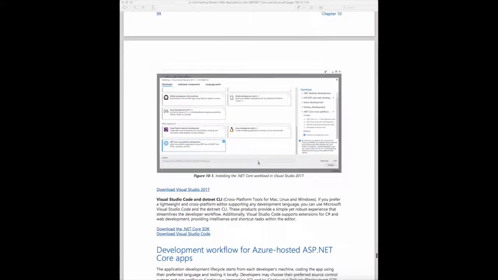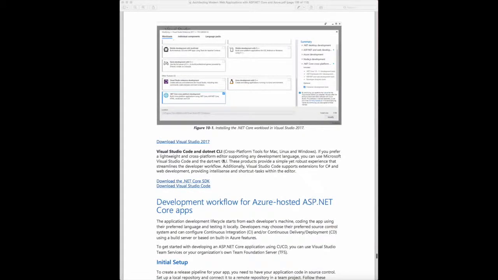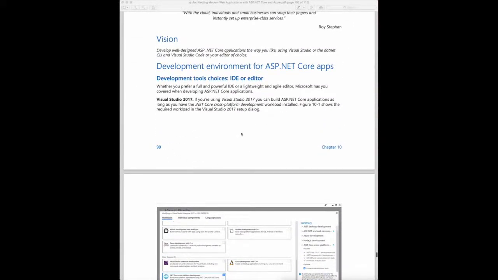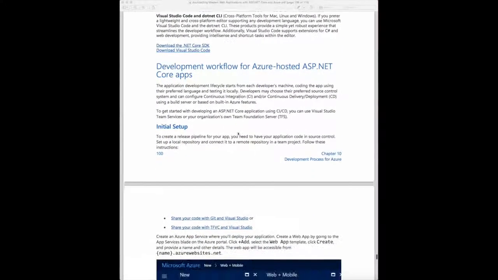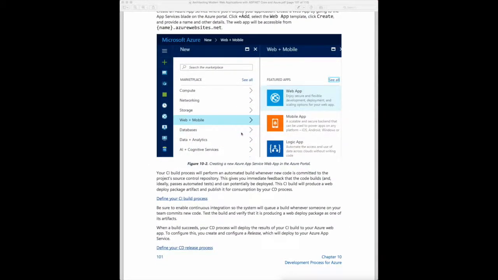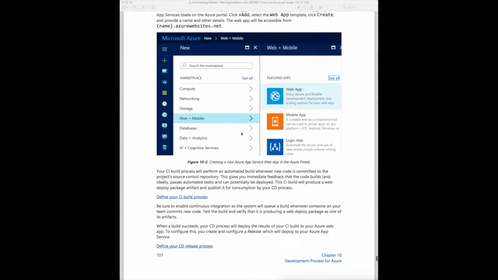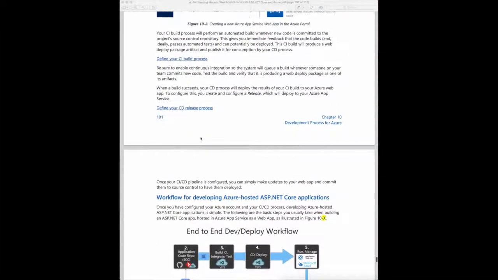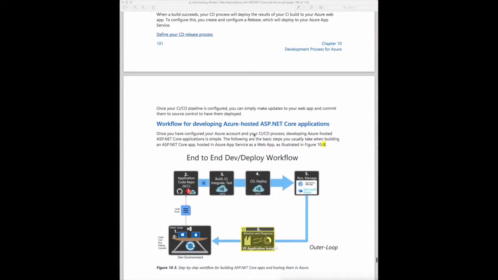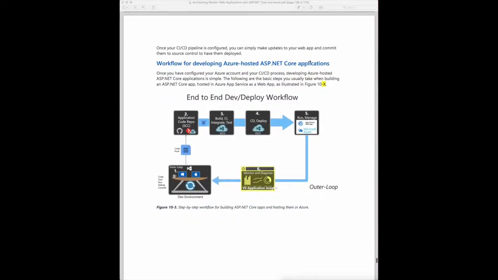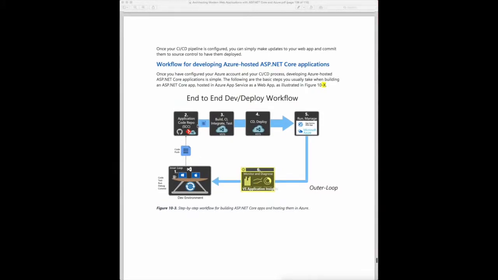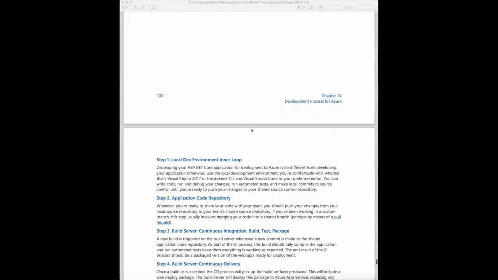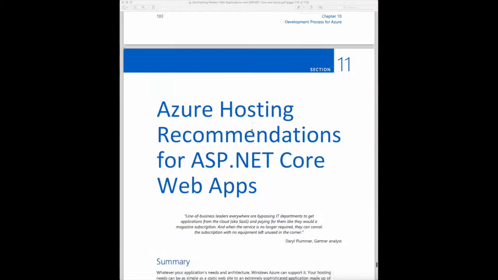Deployment process for Azure. We'll quickly go through. Maybe I can make a different video for going through this one. Visual Studio gives you an IDE for deploying on Azure. So it seems you can define your own CI build process in there. And here is the workflow, end-to-end deployment, and there's a dev environment and application code repository. You're building the code and deploying it.